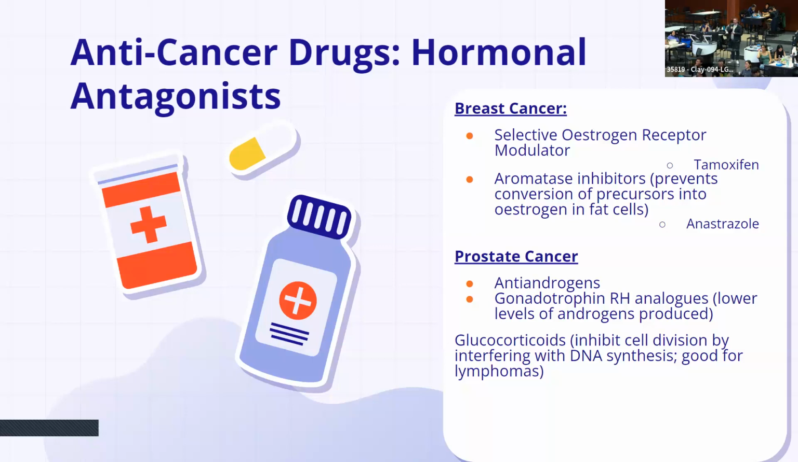Prostate cancer is just treating things to stop the formation of testosterone. So anti-androgens, our androgens are our testosterones, stuff like that. And GnRH, that hormone there, and an analog of that will be able to lower the levels of androgens produced. And you can also have glucocorticoids being used, and that's good for lymphomas.